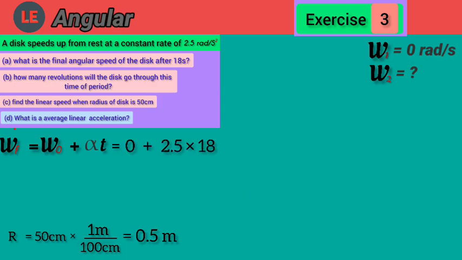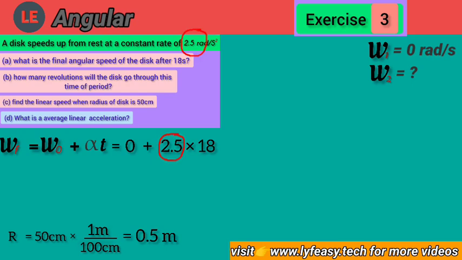We say final angular velocity equals 0 plus 2.5 times 18. That gives us a final angular velocity of 45 radians per second. Now we are to find the number of revolutions.